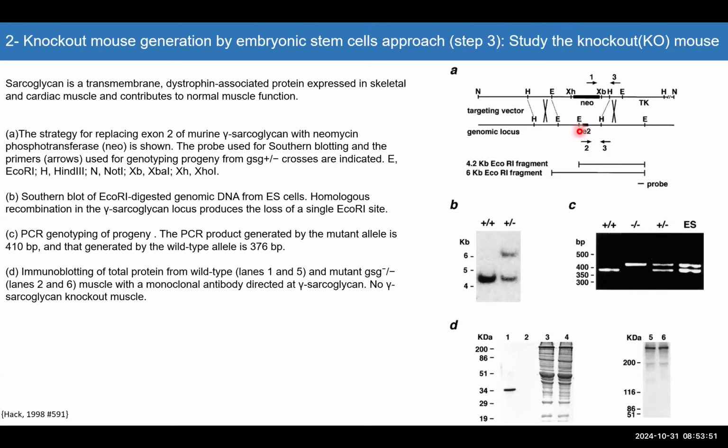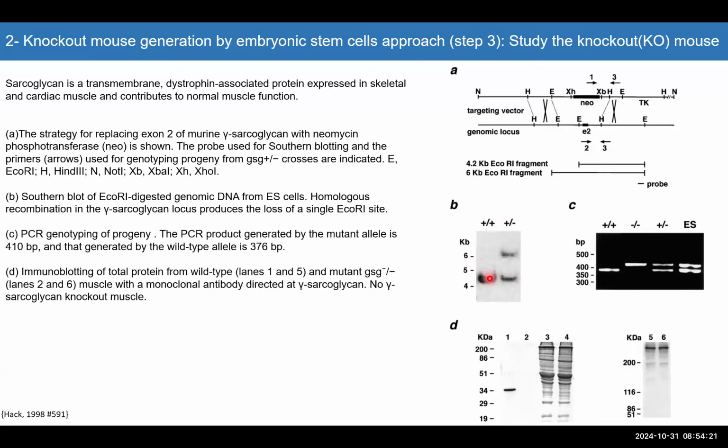And the product here is the EcoRI one, this is the small one, and that is the large one. Now, in conditions where you deleted exon number 2, you lose that site, and therefore you will only have a chance to get that large EcoRI fragment. So this is what you see in the Southern blot here.